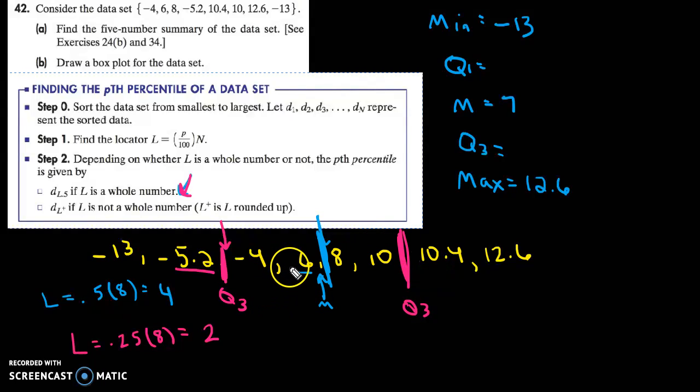Okay, so if I go halfway in between negative 5.2 and 4, it is negative 4.6, just the average of those 2 numbers. So Q1 is negative 4.6. It's like 0.6 smaller than this and 0.6 bigger than this. Just add them up and divide by 2. Okay, then right here, what's halfway between 10 and 10.4? Looks like 10.2 would be halfway between there.